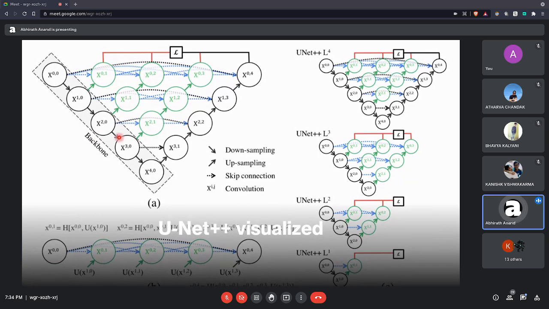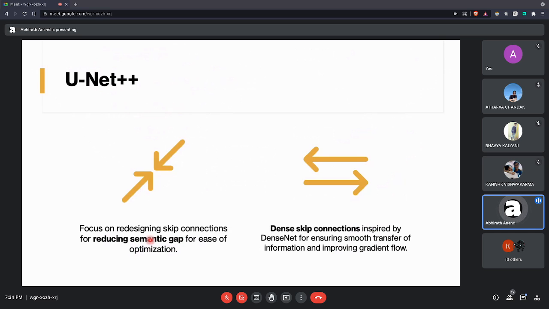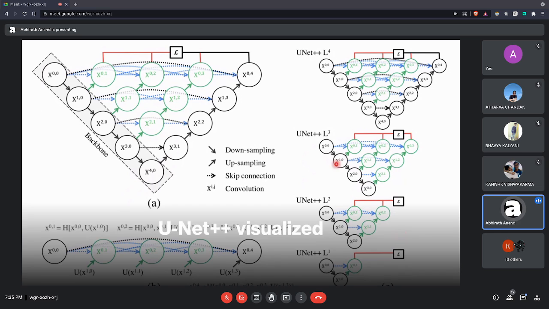And this entire thing is for the purposes that I mentioned in this. So basically reducing the semantic gap, ensuring smooth transfer of information, and improving gradient flow. If you look, this is the part where you're trying to reduce the semantic gap. Over here, there was a direct crop and then concatenation. That is how the skip connections were being implemented.